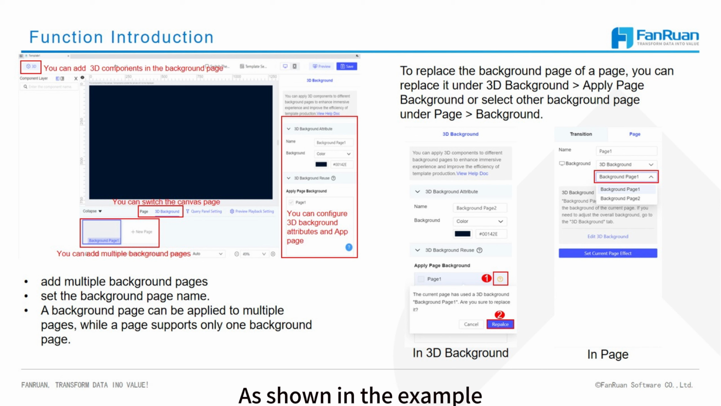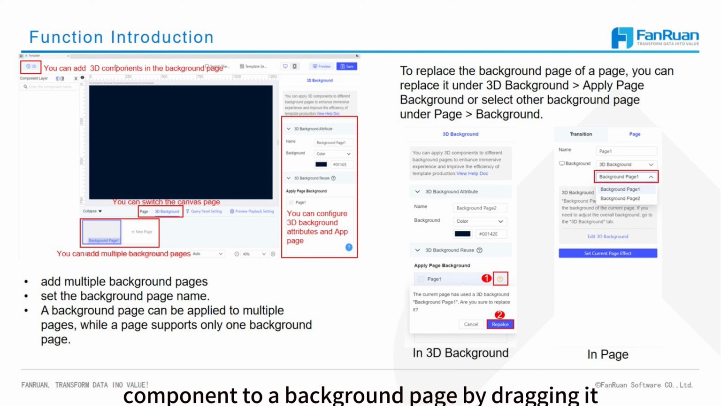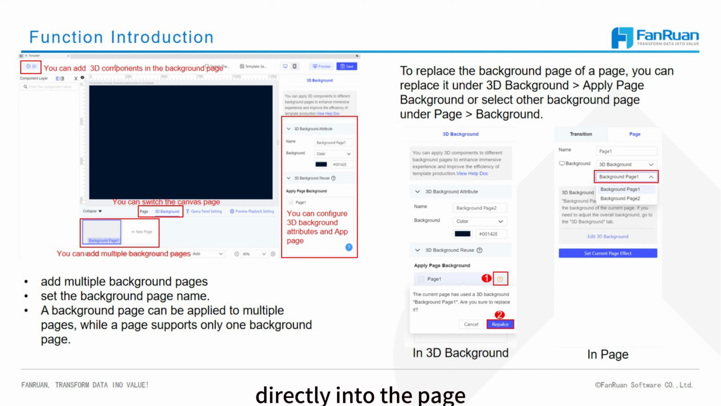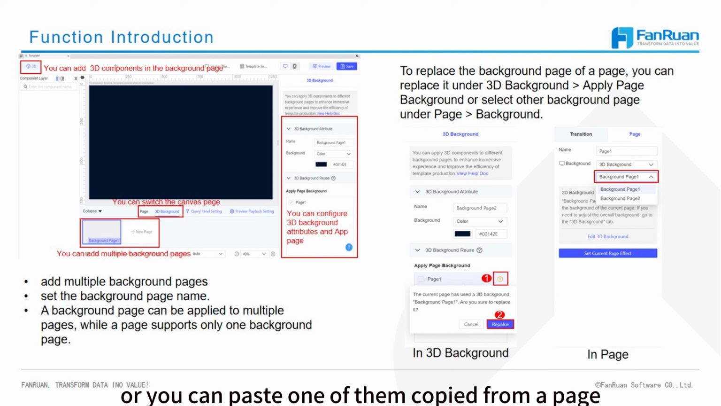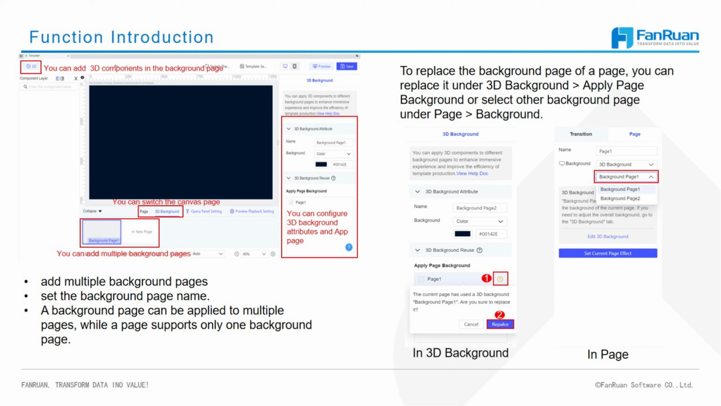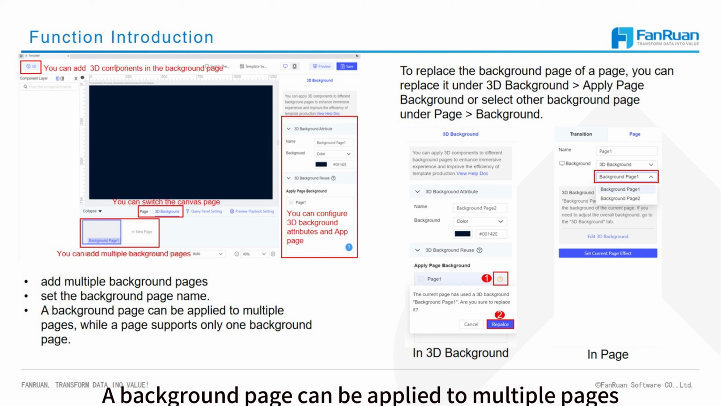As shown in the example, you can add multiple background pages, and you can add a new 3D component to a background page by dragging it directly into the page, or you can paste one copied from a page into a background page. You can also set the background page name. A background page can be applied to multiple pages, while a page supports only one background page.